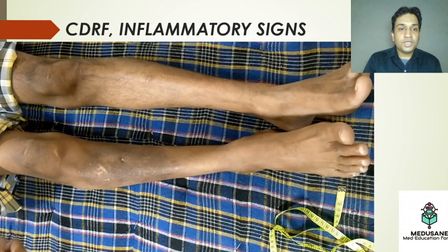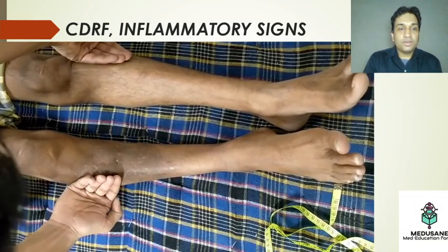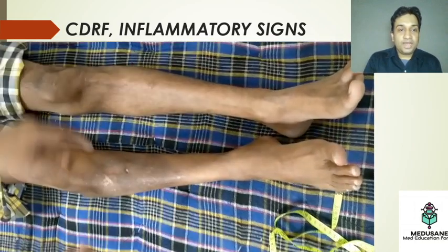Also, local inflammation, that is calor, rubor, dolor and functio laesa, has to be checked. So I am checking the temperature. Remember, it has to be checked with the dorsum of the hand and in comparison with the contralateral normal limb at the same time.